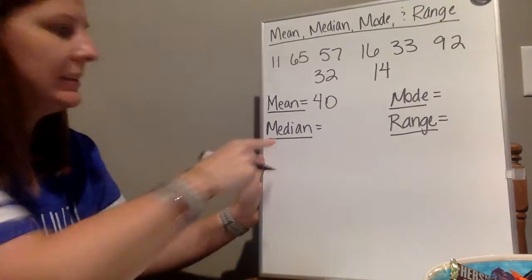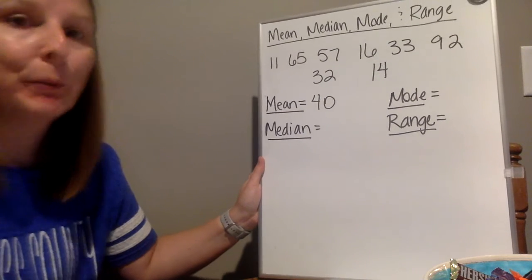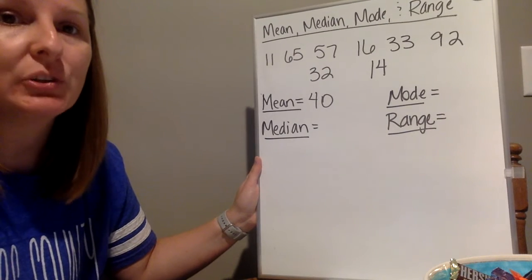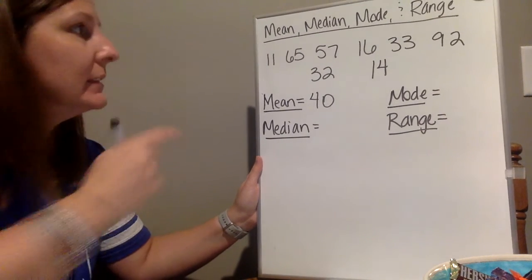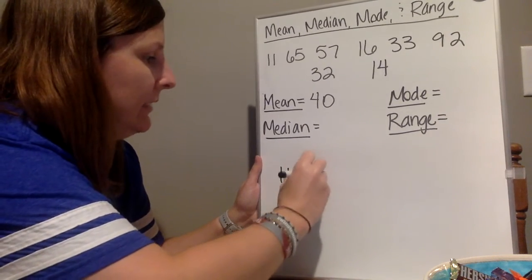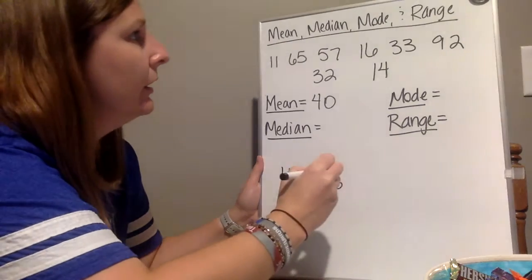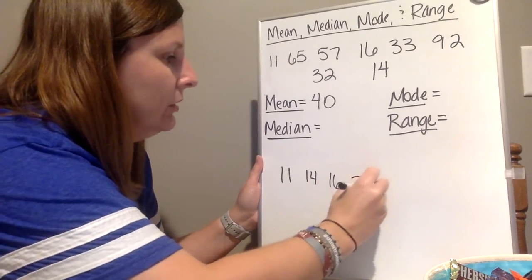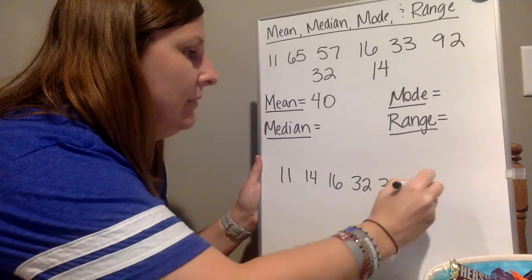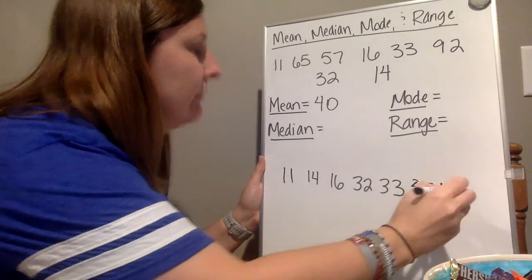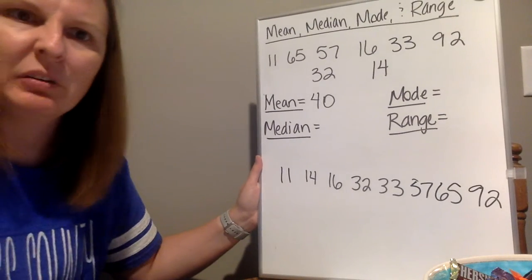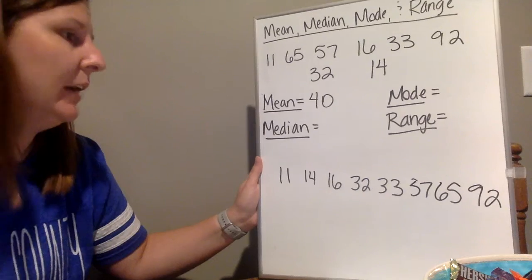Now we're going to move down to median. Remember, median is your middle number. The first thing I need to do to get my median is put my numbers in numerical order. So that would be 11, 14, 16, 32, 33, 57, 65, and 92. I wrote a little slant there, but it's okay. So here's all my numbers in line.